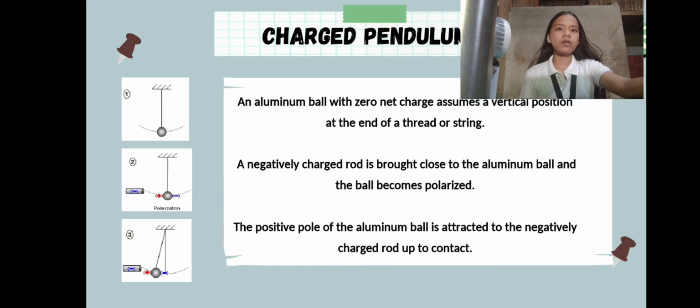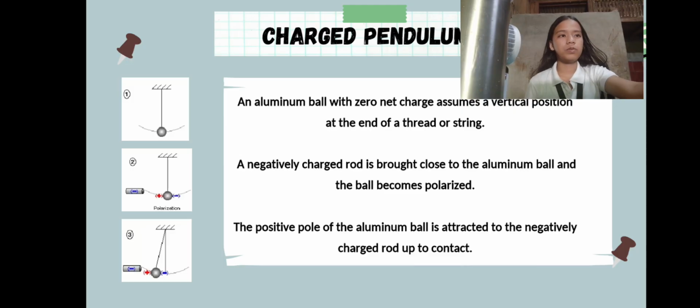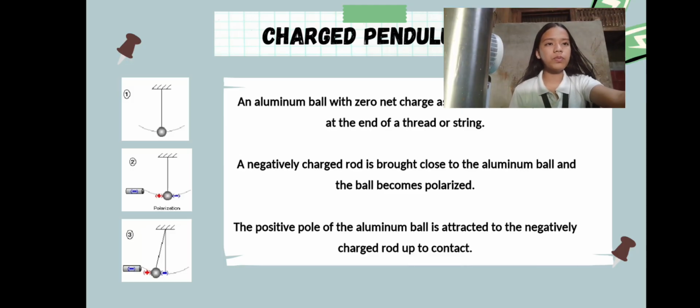Charge pendulum. So there are 5 stages in a charge pendulum. So first stage, an aluminum ball with zero net charge assumes a vertical position at the end of a thread or a string. So as you can see in the image of stage 1, an aluminum ball hangs straight down. This is because of zero net charge. So in simple words, it is electrically neutral. Since nothing is affecting it, it stays in a vertical position at the end of a string.